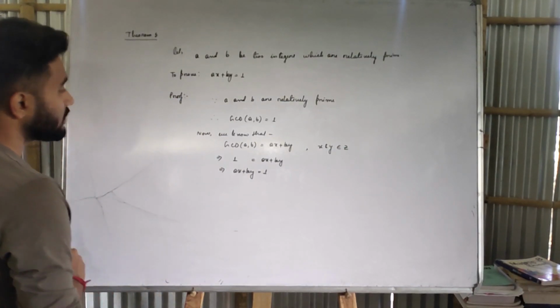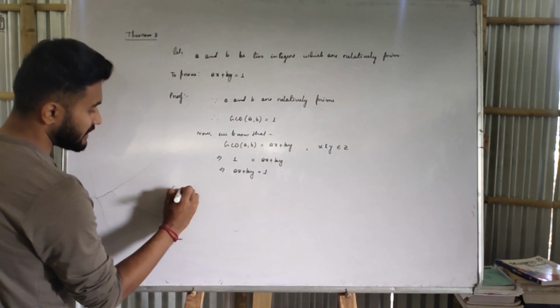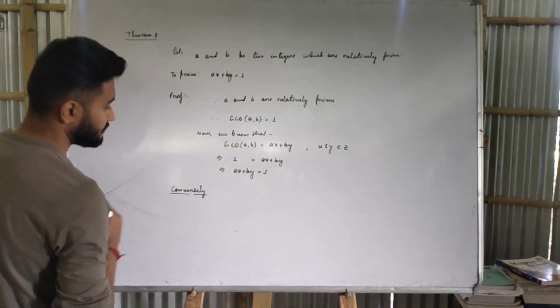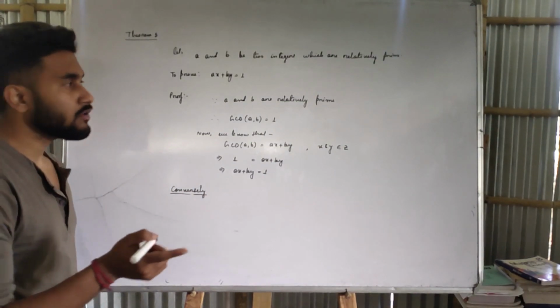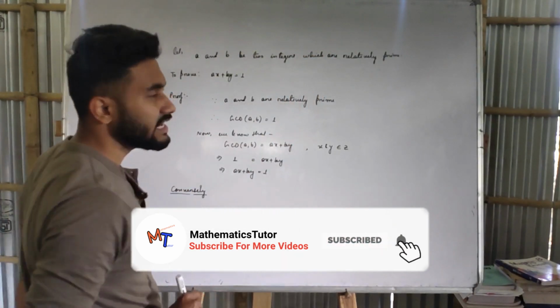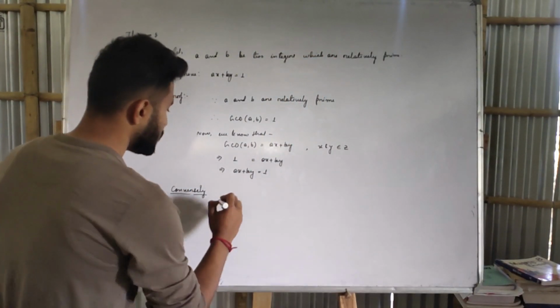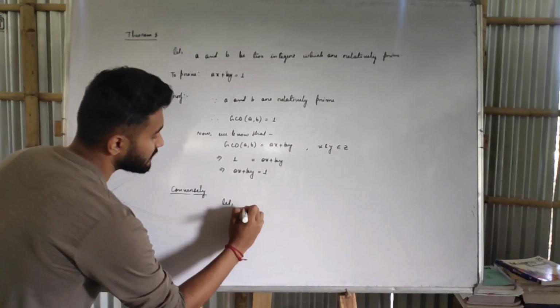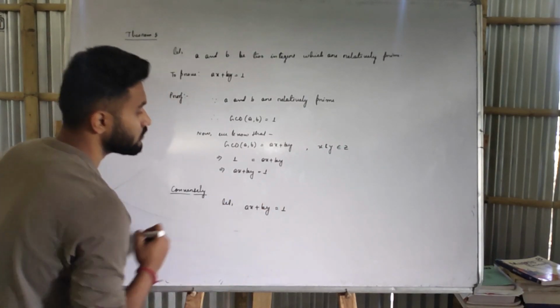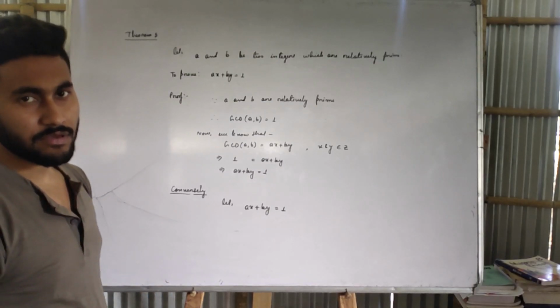What is the converse part? Conversely, in the converse, what will we take now? We'll take this as the given, and we'll prove that a and b are what? Relatively prime to each other, right? So conversely, let ax plus by is equal to 1. Let us assume that ax plus by is equal to 1.